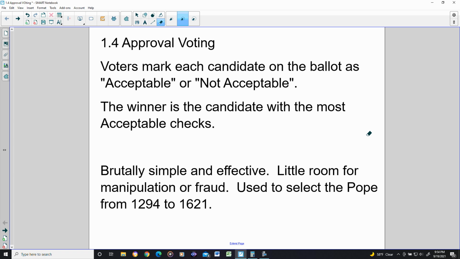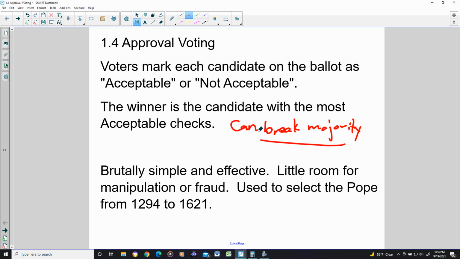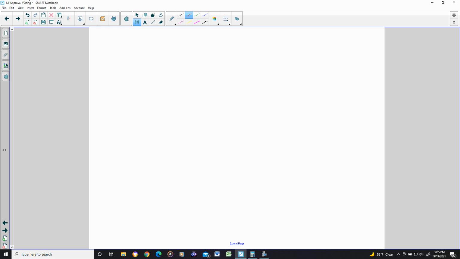One other interesting thing about approval voting that's also important is that approval voting can break a majority, and I'll write that down here. So this is very important, and I'll explain this in a second. It can break a majority. In other words, you could have a candidate who in any other election would have a majority of the popular vote, yet may lose in an approval voting system. And here's a good example of that.